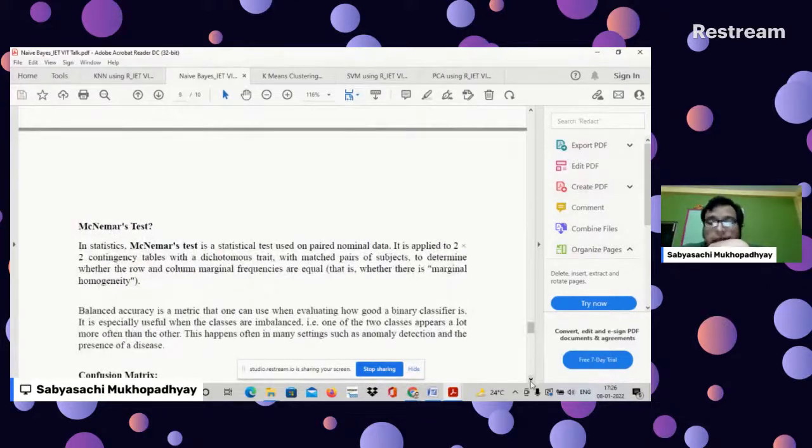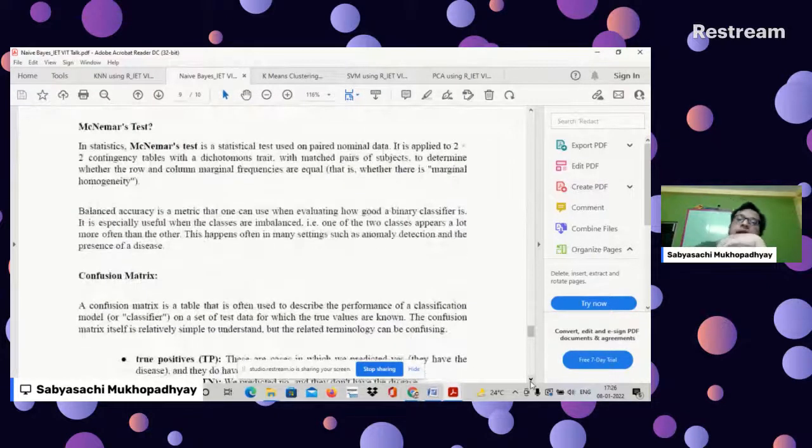McNemar's test is basically a statistical test which can be performed on nominal data. So basically a 2 cross 2 contingency table will be there for the dichotomous or binary classification purpose.